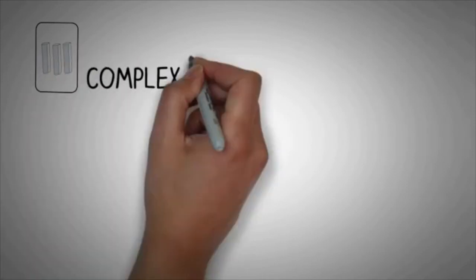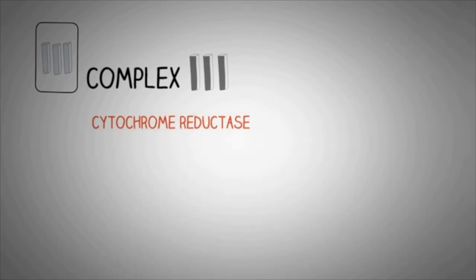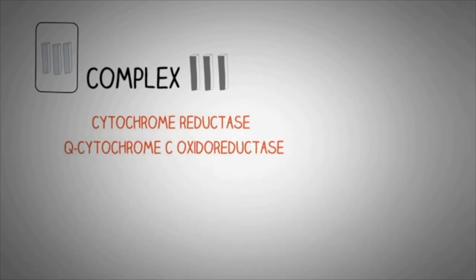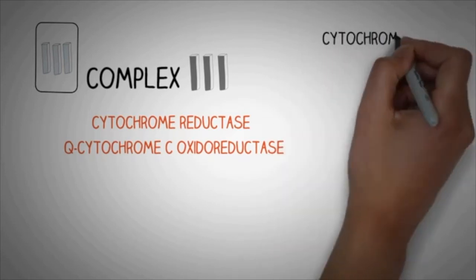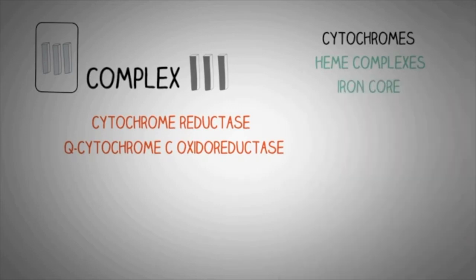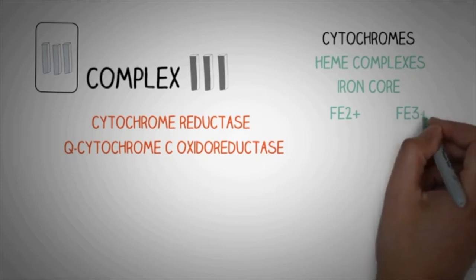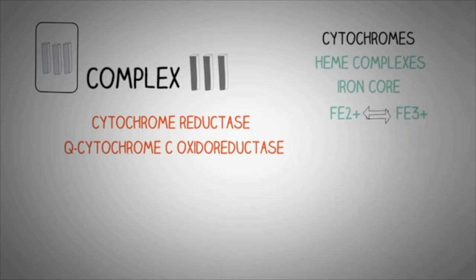Complex 3 of the electron transport chain is called the cytochrome reductase. It is also known as the Q-cytochrome C oxidoreductase. Now, cytochromes are a group of proteins which have heme as their prosthetic groups. They also have an iron core in which the iron can exist in an oxidized or reduced form depending on the electrons it has.